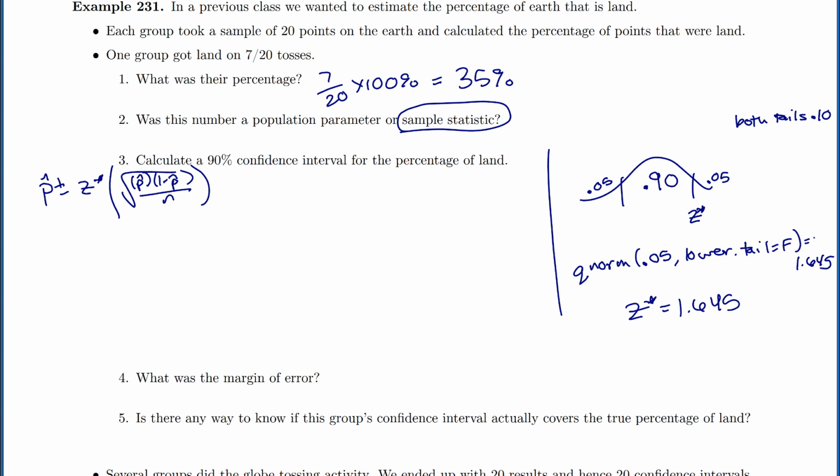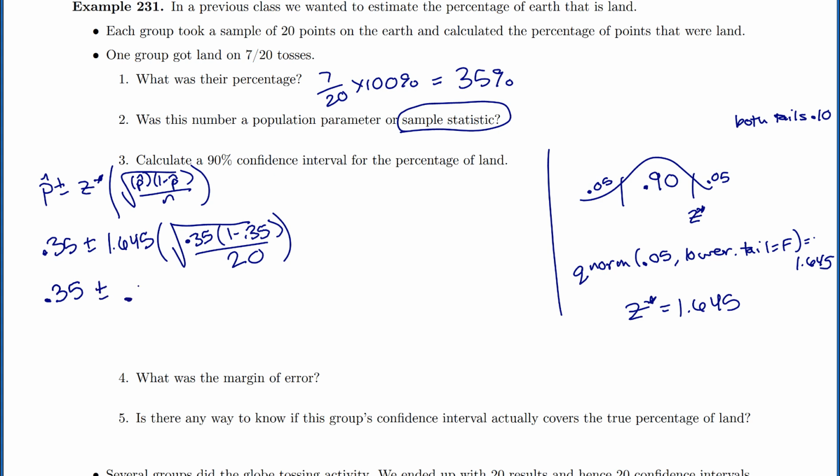Come back over here and plug everything in. So p hat is going to be 0.35 plus or minus my z-value of 1.645 times the standard error, which we haven't calculated yet. So it's the square root of 0.35 times 1 minus 0.35, all divided by my sample size of 20. This should give me 0.35 plus or minus 0.175. So I'll do the subtraction first. I do 0.35 minus 0.175. That gives me 0.175, and now I do the addition instead, and I get 0.525.